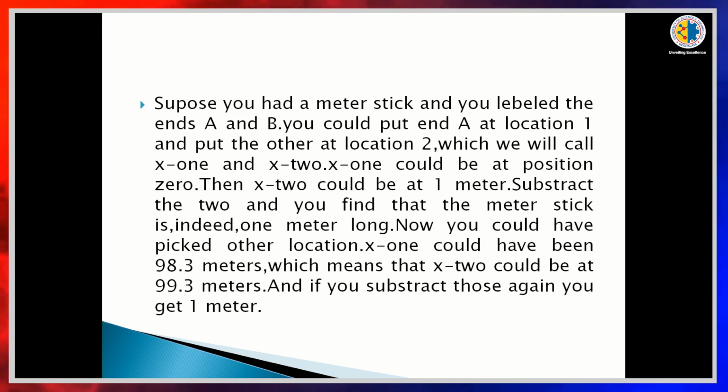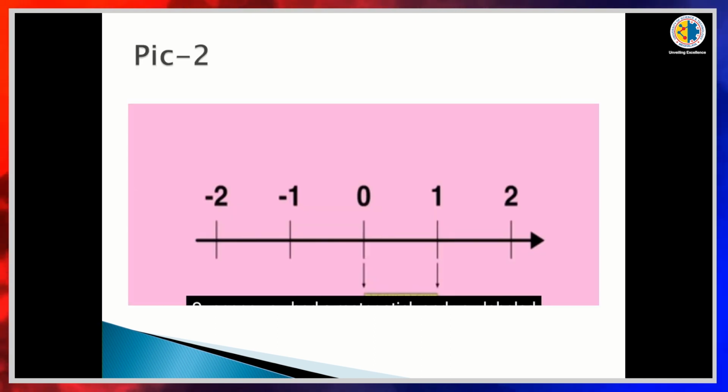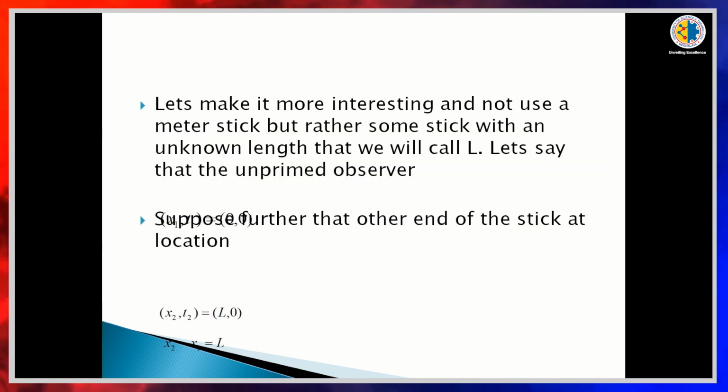Now you could have picked other locations. x1 could have been 98.3 meters, which means that x2 could be at 99.3 meters, and if you subtract those again you get 1 meter. So each distance of two points is 1 meter. So any two points we can choose on this stick, the distance between the two points is 1 meter. Let's make it more interesting and not use a meter stick, but rather some stick with an unknown length that we will call capital L.